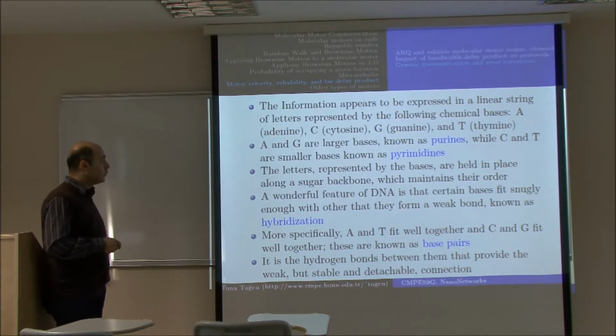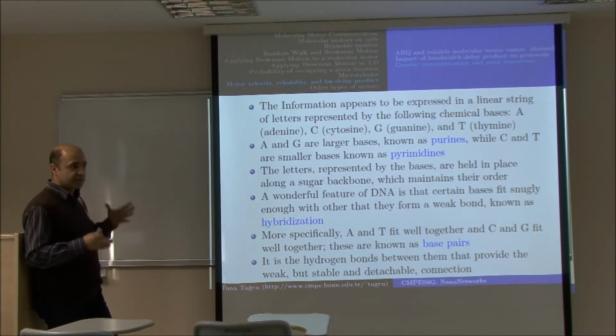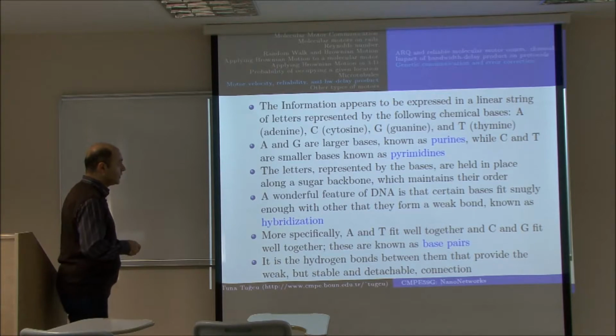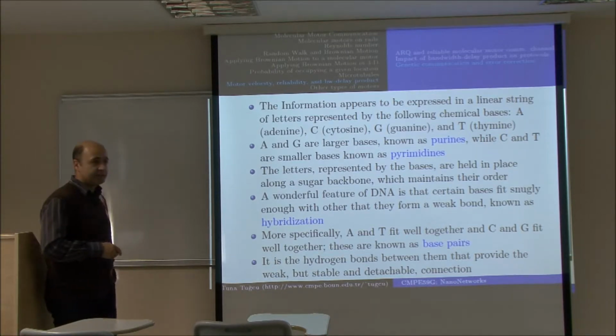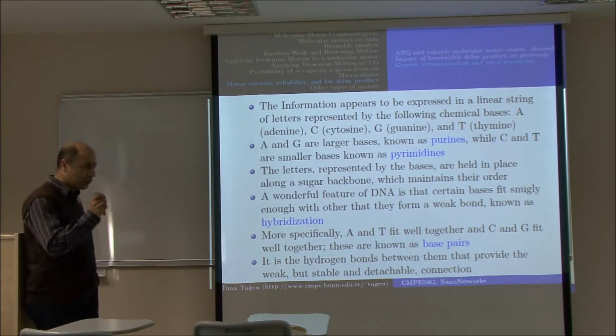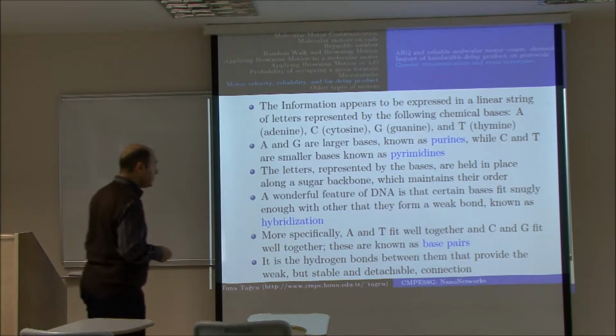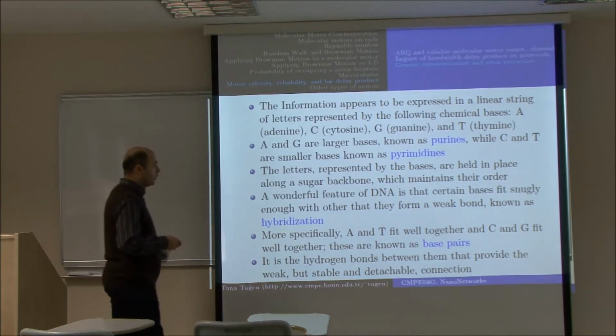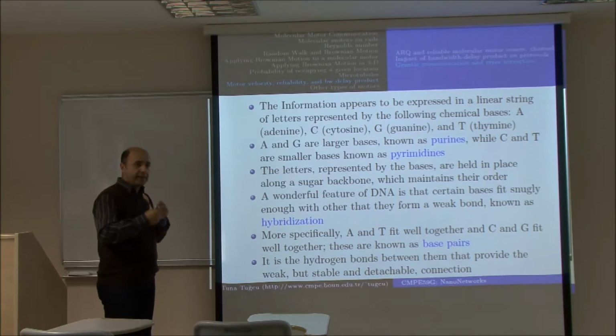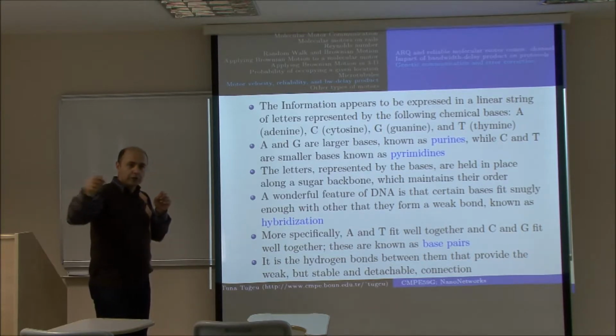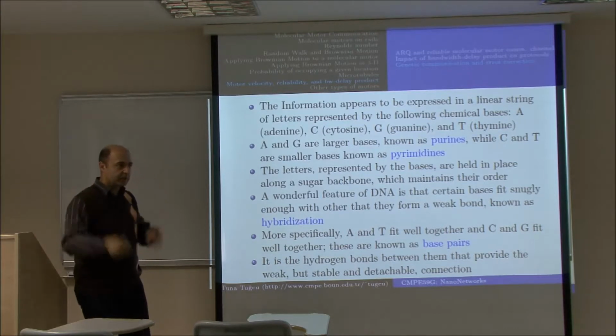Adenine and guanine are larger bases. They're larger molecules. Typically, that class of bases are called purines, while the cytosine and thymine are pyrimidines, and they're smaller bases. These letters are used, as I said, for these bases, and these are placed on a sugar backbone which maintains their order, which means they all get attached on a sugar backbone so that they appear as a string of letters.